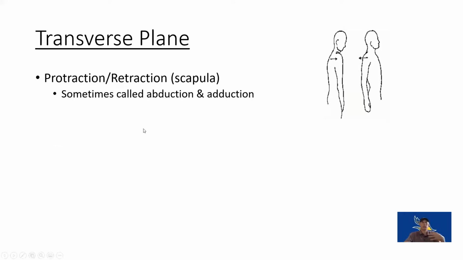Then if we look over at the scapula, we have protraction and retraction. Protraction brings the scapula around the rib cage and moves it forward, rotates it forward. Retraction rotates them back towards our spine or towards each other. You can also talk about these as abduction and adduction with the scapula. So abduction and protraction are the same. Adduction and retraction are the same when we look at the scapula. And these only happen at the scapula.